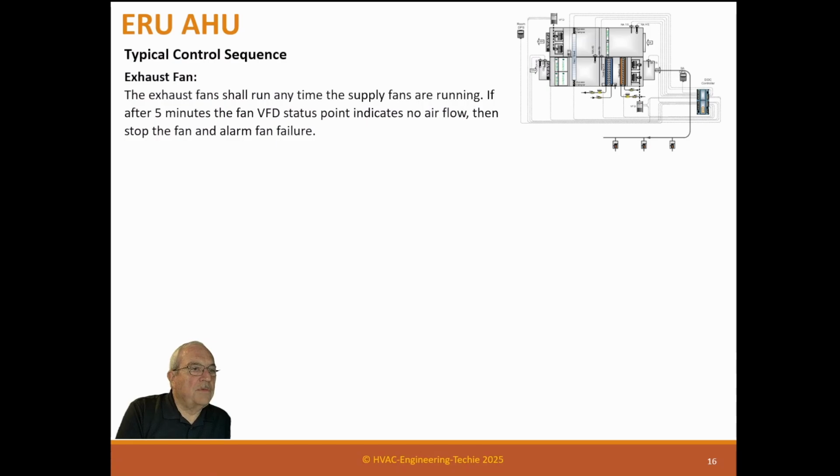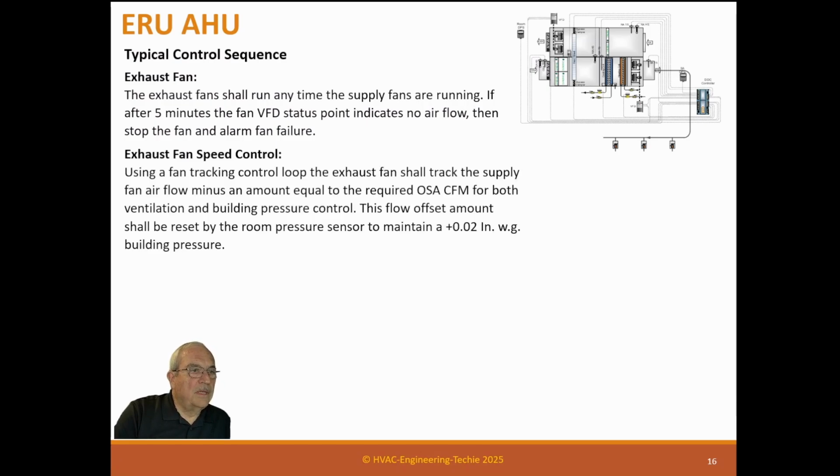If after 5 minutes the fan VFD status point indicates no airflow, then do a trouble alarm. Exhaust fan speed control. Using the fan tracking control loop, the exhaust fan shall track the supply fan's airflow minus an amount equal to the required outside air CFM for both ventilation and building pressure control. The flow offset amount shall be reset by the room pressure sensor to maintain at least a 0.02 positive inches water gauge building pressure. Now it could be lower.